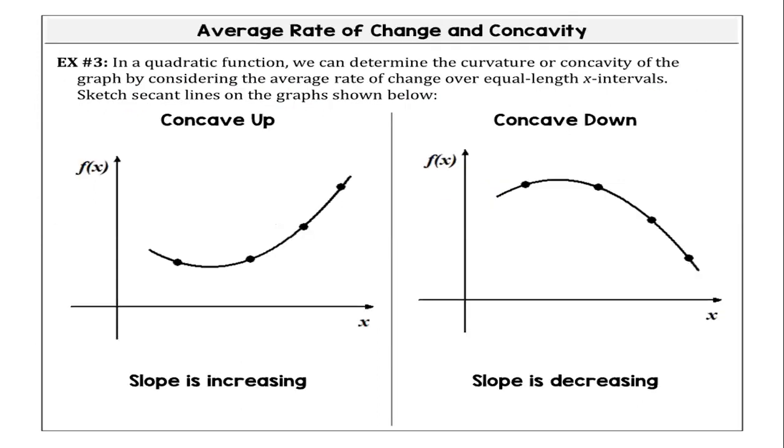So here we're going to talk about the average rate of change and concavity. Okay. So in the quadratic function, we can determine curvature or concavity of a graph by considering the average rate of change over equal length x intervals. Okay. So we're going to sketch secant lines on the graph shown below. So remember, the goal of a secant line is to get as close to the curve, but without actually being completely on it. Does that make sense?